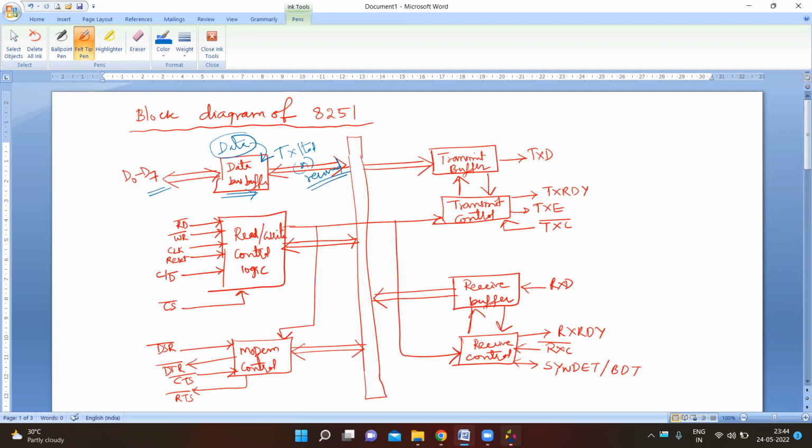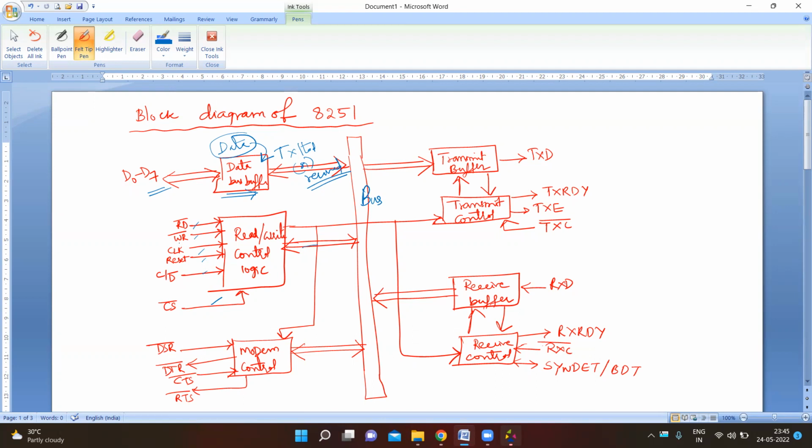And the next one is the read write control logic. The read write control logic includes 6 input pins, and control logic and 3 buffer registers are also there inside this read write control logic. And these are the internal buses which transfer the information from one block to the main bus or another. Data transmission is possible with this.